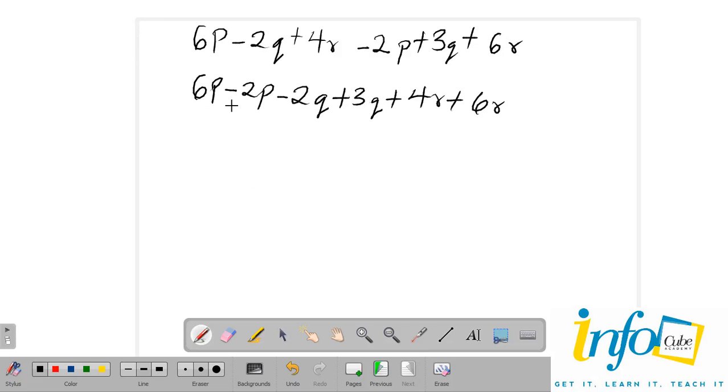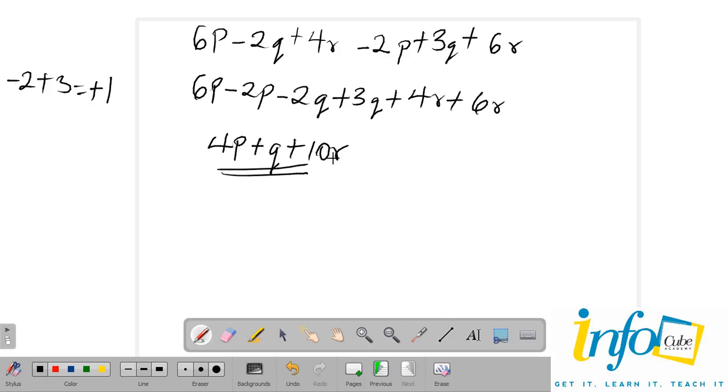The next thing we do is to add or subtract the numbers. So 6 minus 2 is what? We have 4p. Now we have minus 2 plus 3 is what? We have plus what? Q. Remember what I said, minus 2 plus 3. They are different signs. You subtract to have 1. 3 has plus, so you put plus there because it's a bigger number. Plus 4 plus 6 will give us plus 10r. So this becomes our answer.